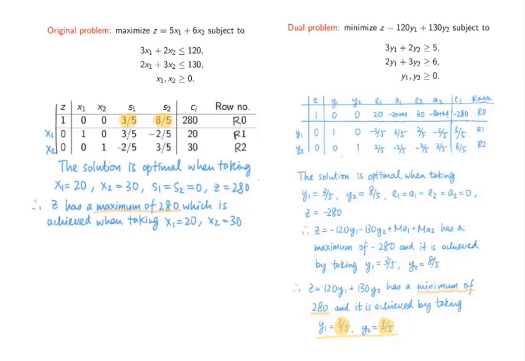Second, the value of y1 obtained in the dual problem when the solution is optimal is 3/5. And this value is the same as the coefficient of the first slack variable x1 in the 0th row of the final tableau of the original problem when the solution has reached the optimal. Whereas the value of y2, which is 8/5 for the dual problem when the solution is optimal, is the same as the coefficient of the second slack variable in the 0th row in the final tableau of the original problem when the solution is optimal.